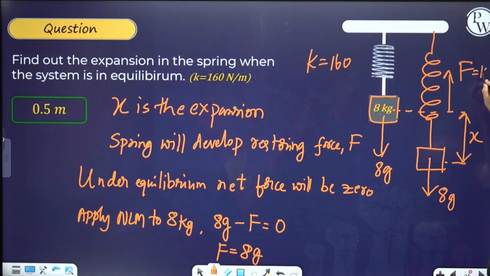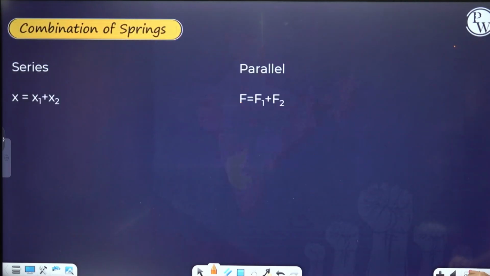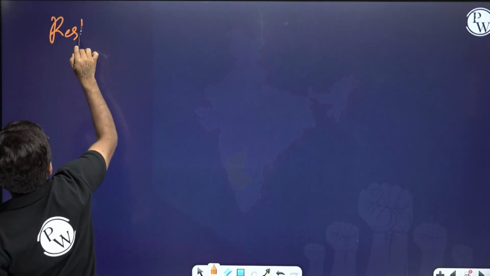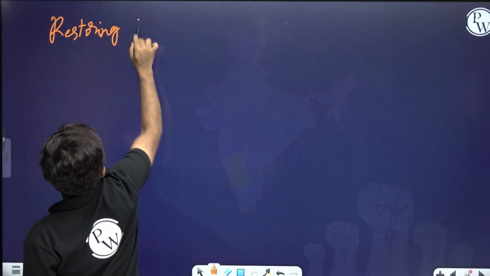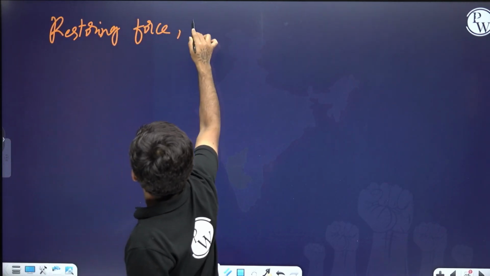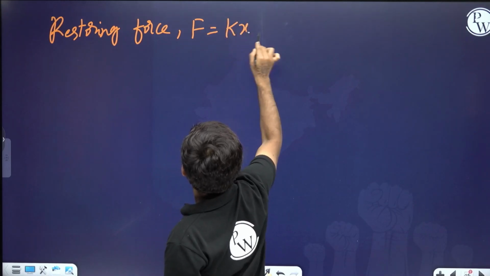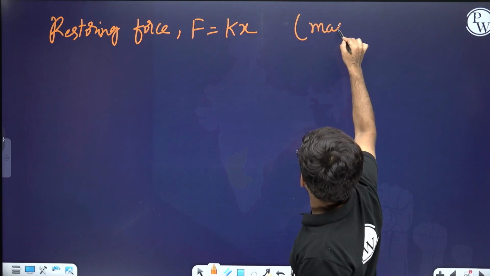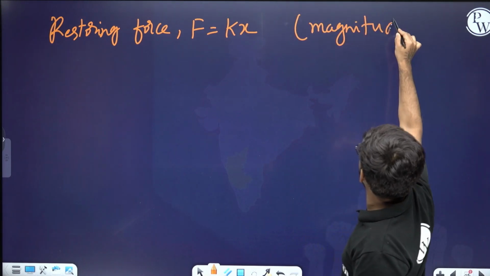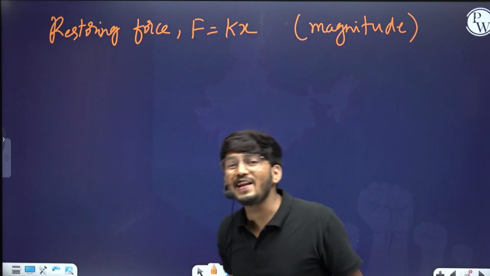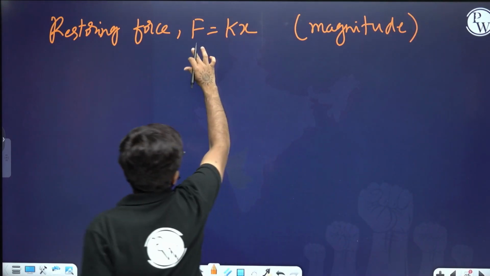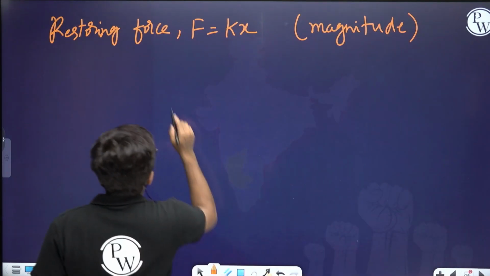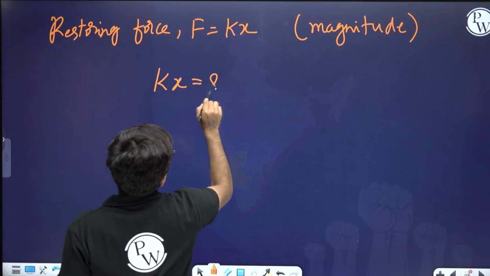This restoring force F is also equal to k into x. I'm writing the magnitude. Why are we not considering the minus sign? Don't ask that, because I am neglecting the minus sign and just writing the magnitude. So F is equal to kx and F is equal to 8g. So I combine both of them. So kx is going to be 8g.